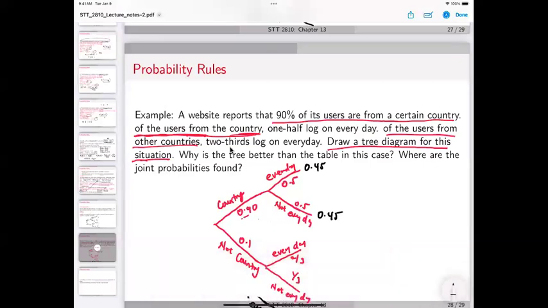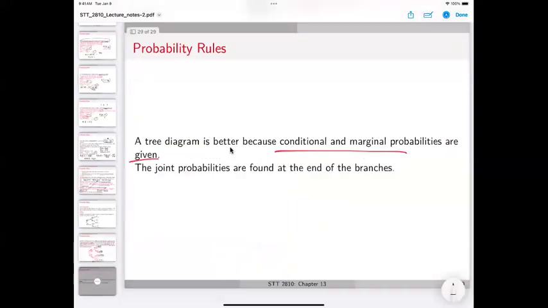And then 0.1 times 2/3 is 0.067. And then 1/3 times 0.1 is 0.033. So these are the joint probabilities. The joint probabilities are found at the end of the branches. Is that okay? Any questions so far?